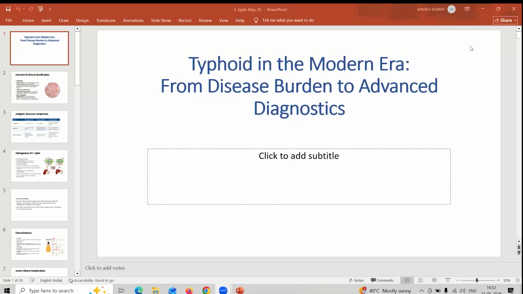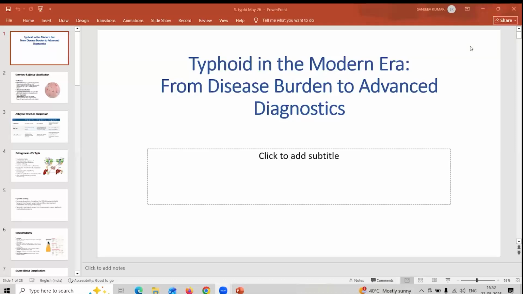Yes, sir. Correctly said, sir. Like we generally correlate the CBC also. The total count seems to be very low. But in case of dengue, as the attendee has asked, for both dengue and typhoid, the total count goes down. But not the platelets, definitely. So the correlation between different departments of the lab is very important, and the correlation with the clinical findings is also very important.